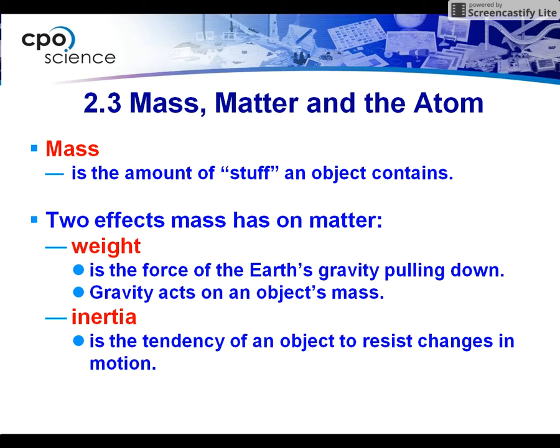And if you think about that, what that means is objects in motion stay in motion. That means objects have a tendency to keep doing what they were doing. That's resisting change. So if an object resists change in motion, it tends to keep doing what it was doing in the past. If it was at rest, it tends to stay at rest. If it was in motion, it tends to stay in motion. So those are the two effects that mass has on matter. Inertia is really coming from the fact that you have mass. That's what gives you that value or that thing called inertia.